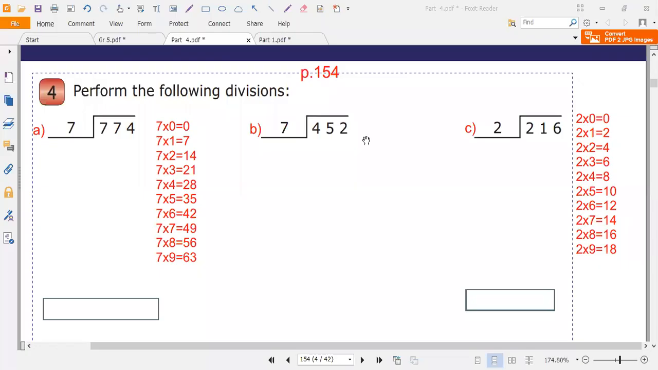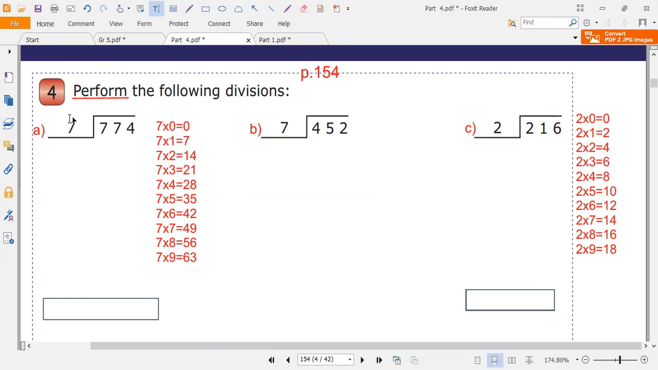Hello, in this video we have to do exercise 4, page 154. Perform the following divisions. What is the meaning of perform? It means calculate. We have to divide this number 774 by 7.